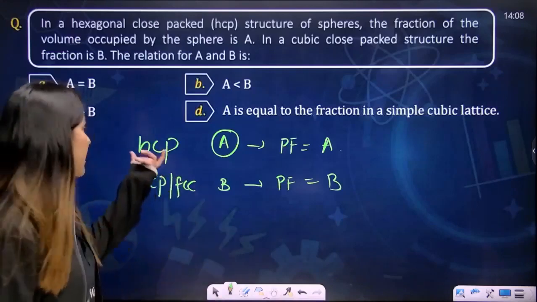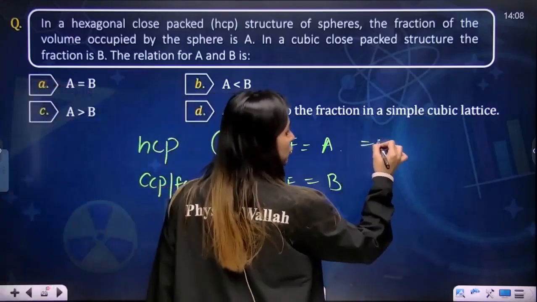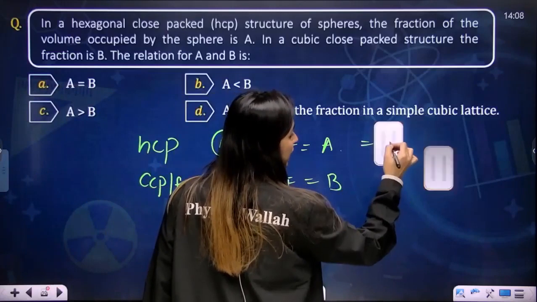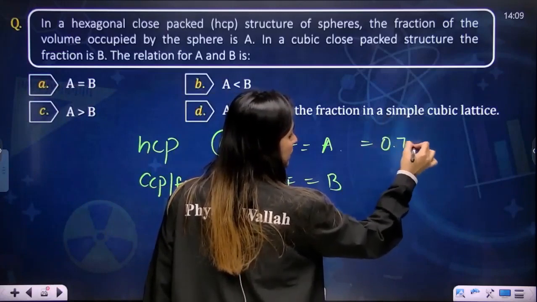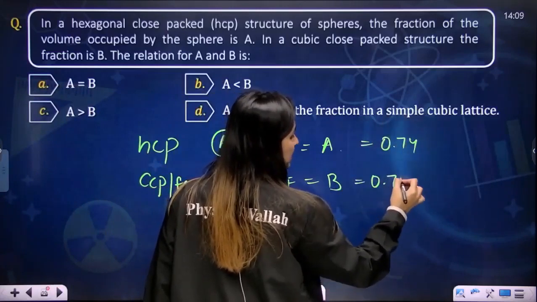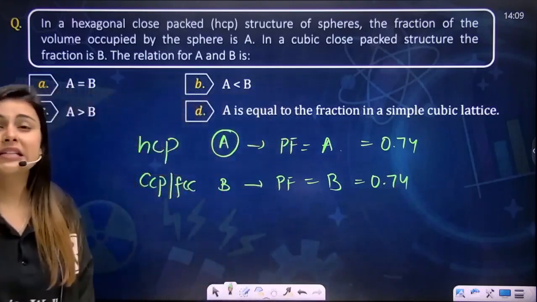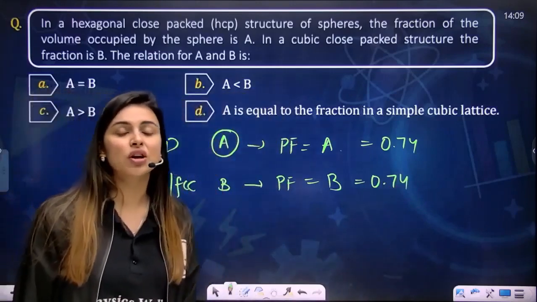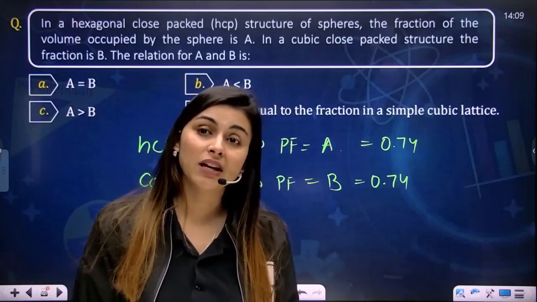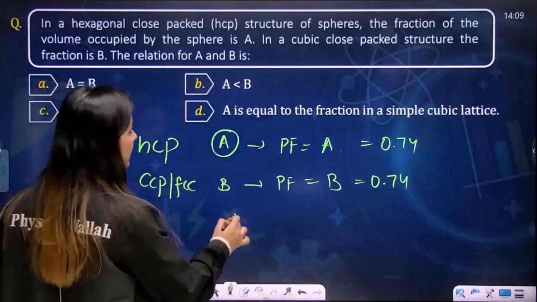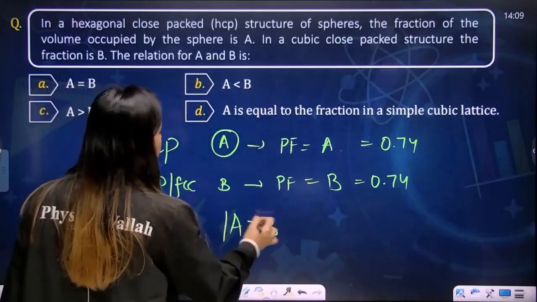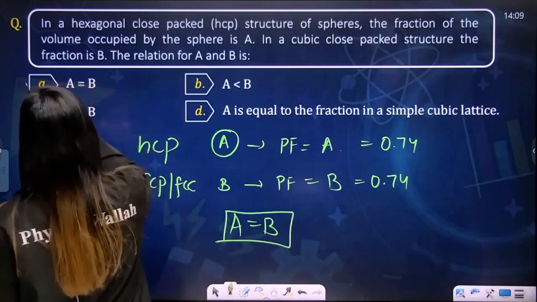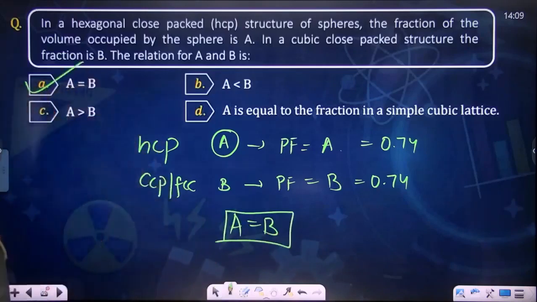My dear students, the packing fraction for HCP is 0.74. The packing fraction of FCC is also 0.74. It is exactly the same. Yes, their structures are different, but their packing fraction is exactly the same. So I'll say that A is equal to B. So option A will be your correct answer. So this is how you will be solving this type of question. Perfect? Yes, perfect, my dear students.